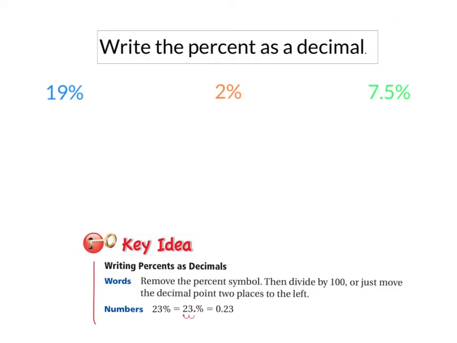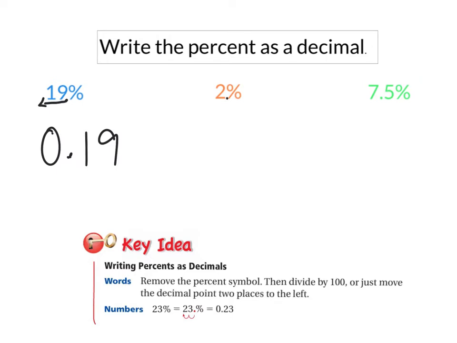Write the percent as a decimal. So remember, we're going to remove the percent symbol, then we're dividing by 100, which just means we're moving the decimal place 2 places to the left. So if we have the percent 19%, we would change that into the decimal 0.19. Here's my decimal point, and I'm going 2 to the left.